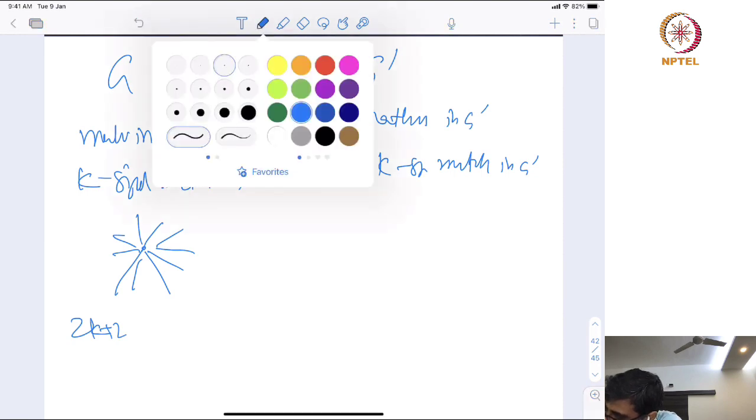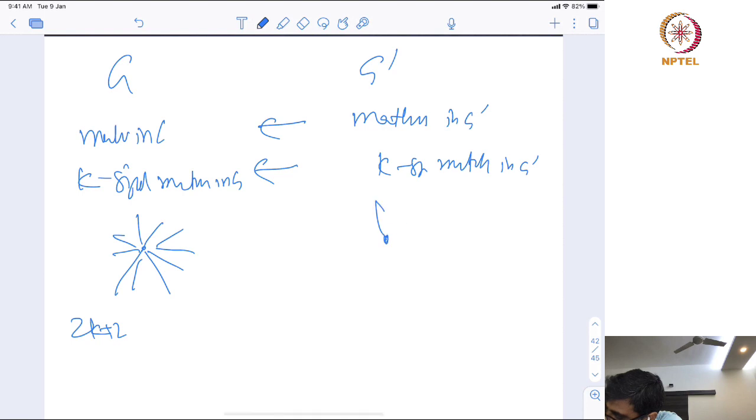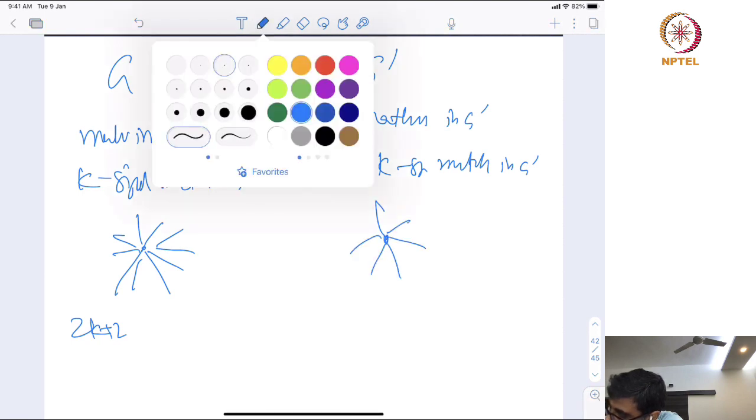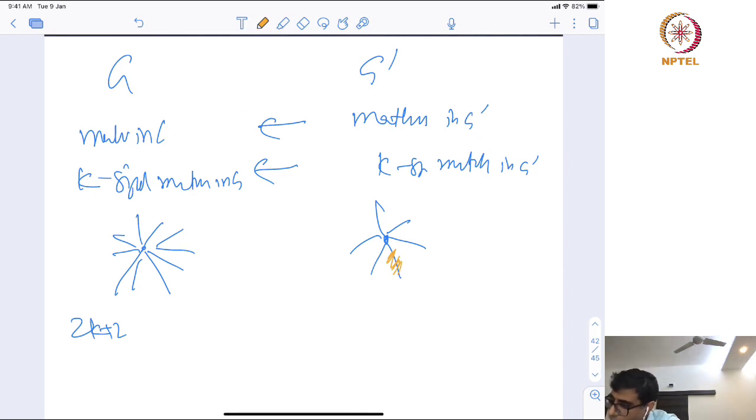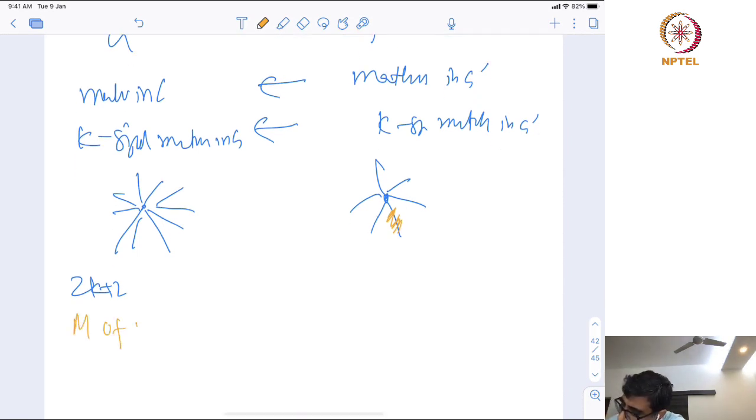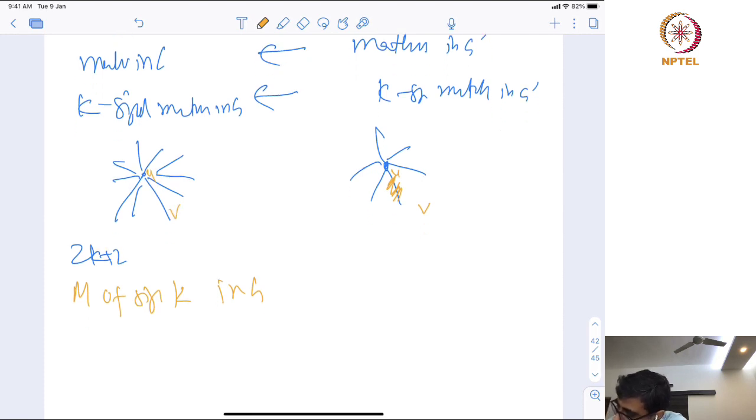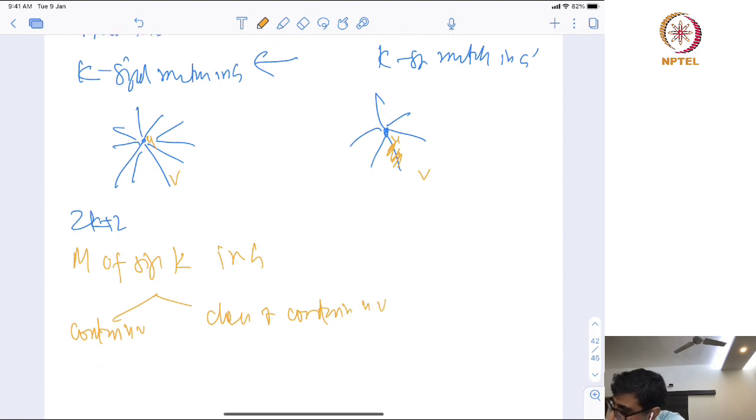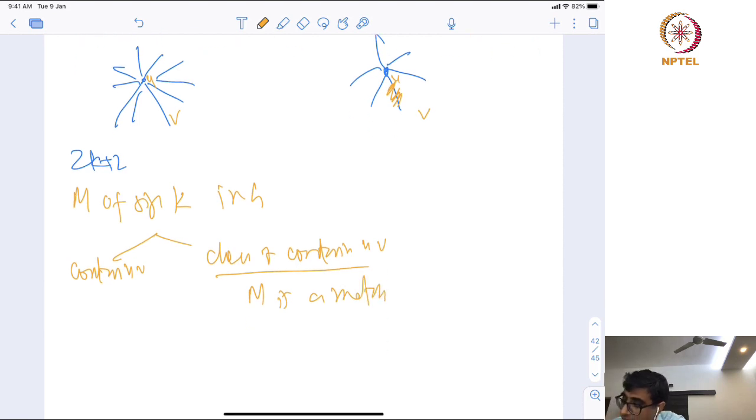And what happens is that in G prime, some edge is missing, this edge is not there. So, let us look at a matching M of size k in G. Let us suppose this is edge u v. Two cases: M contains u v, or does not contain u v. This is easy. If it does not contain u v, then M is a matching, fine. But now suppose it contains u v. If it contains u v, then what happens?